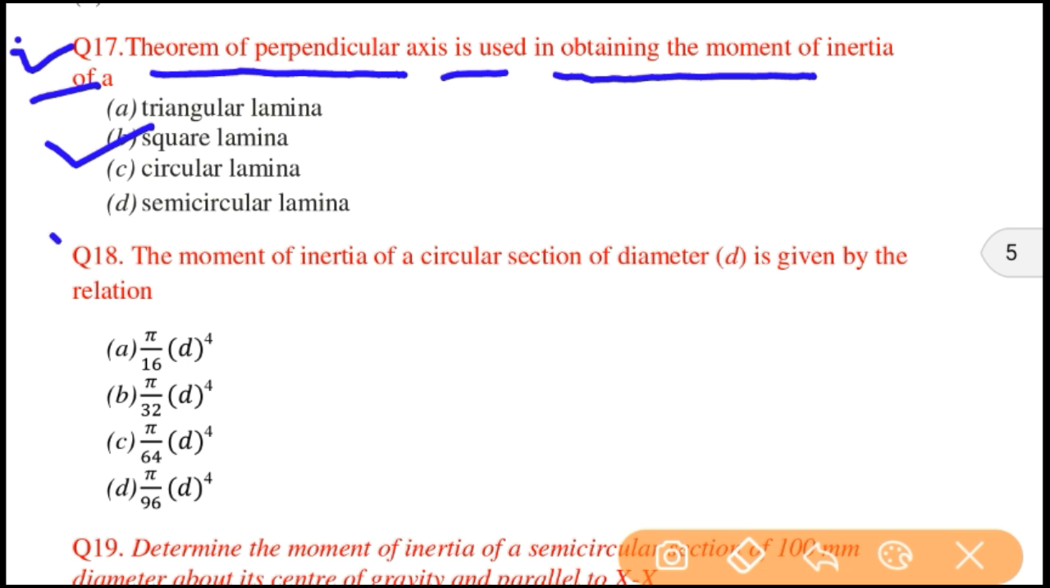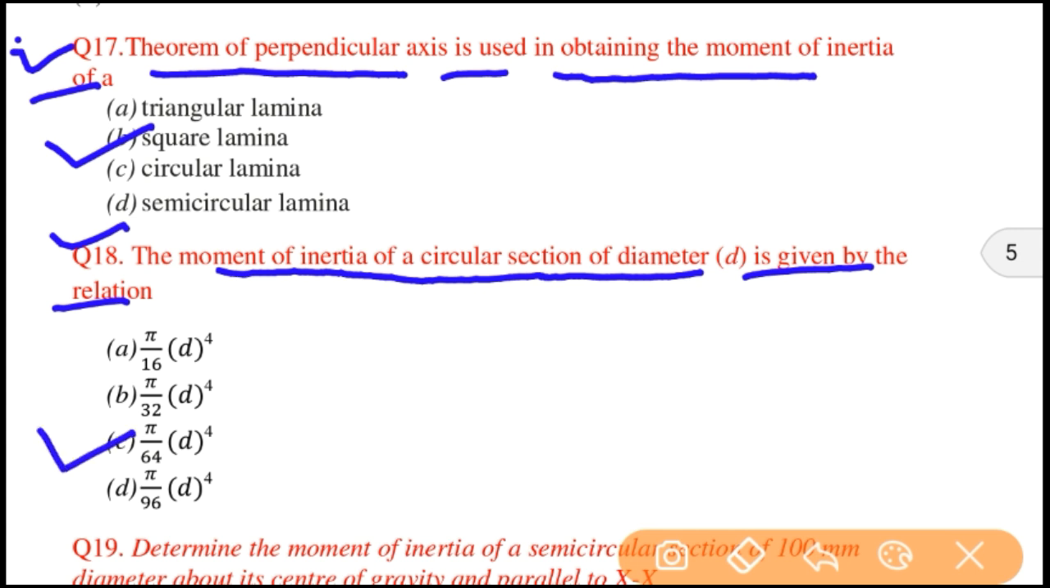In the next question, the moment of inertia of a circular section of diameter d is given by the relation, that is, the correct answer will be pi by 64 into d to the fourth. Option C will be the correct answer.